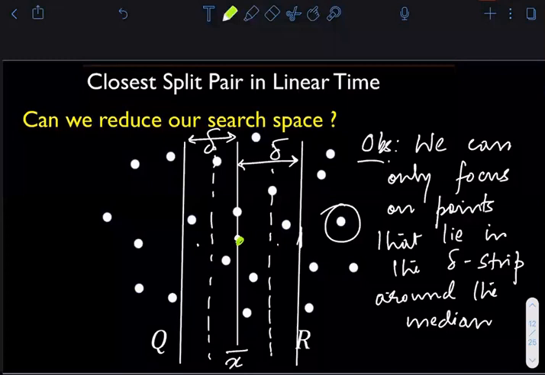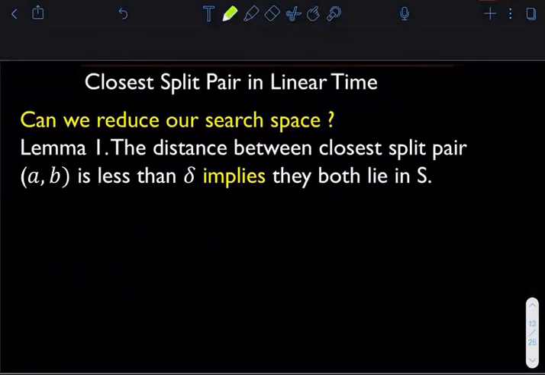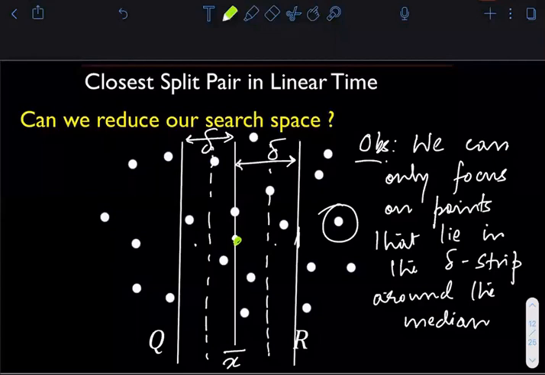Great. So this is the formal statement of the lemma, which says that if the distance between the closest split pair is less than delta, then both of them will lie in S. What is S? S is the set of points that lie within this delta strip. So I am actually able to reduce my search space with this observation.